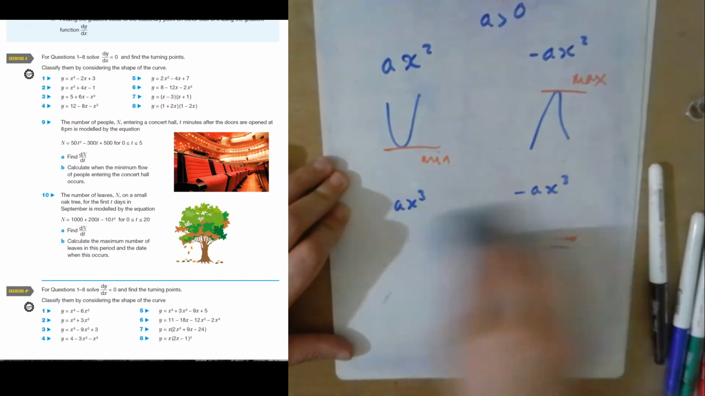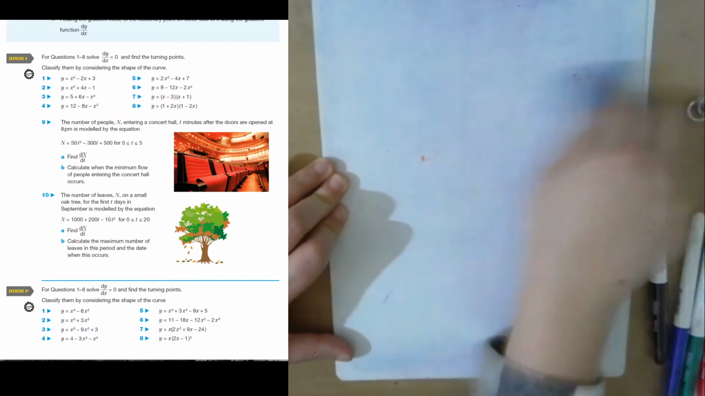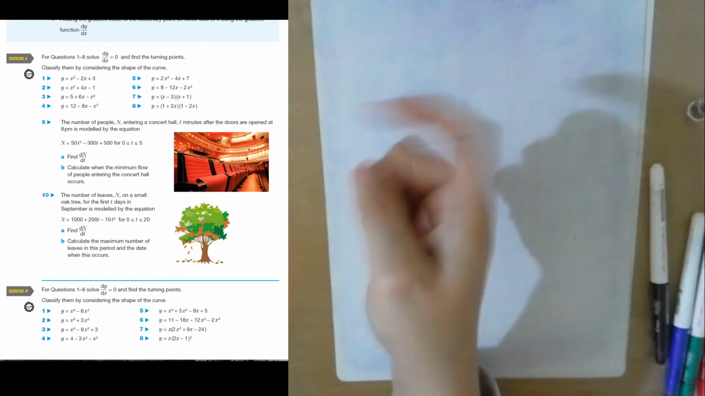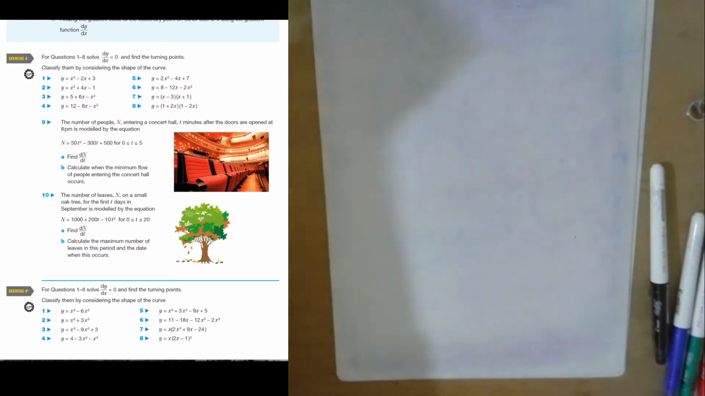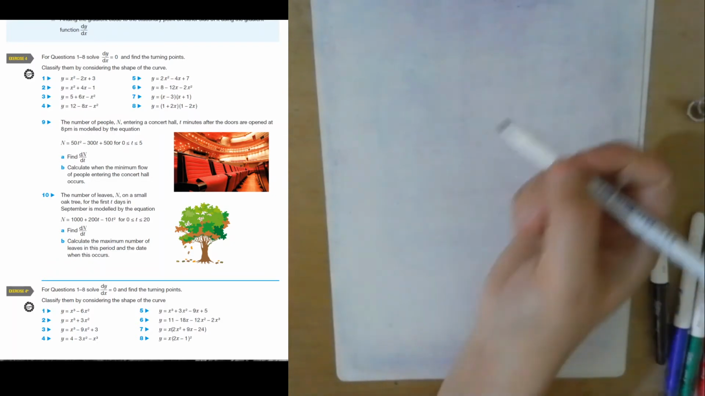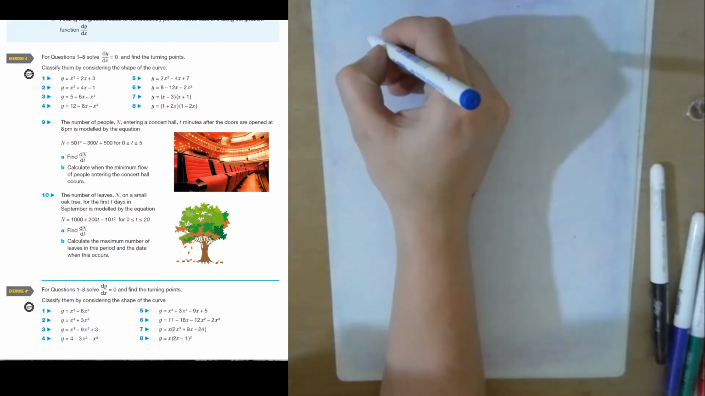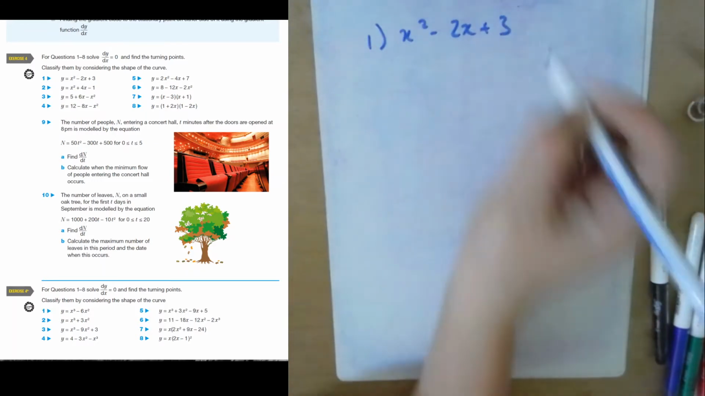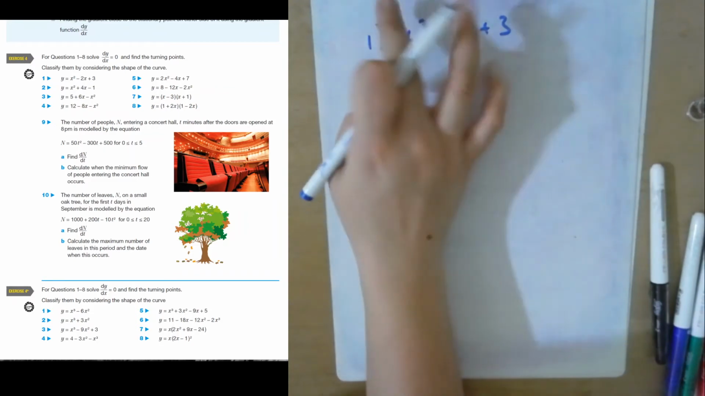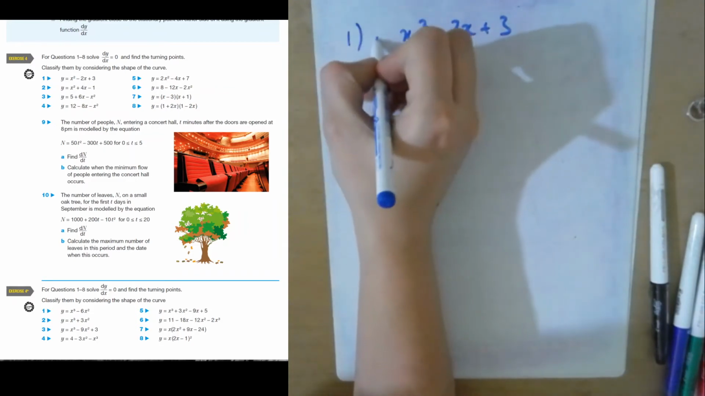So, going through some of these questions, you will notice that these questions don't get as complex as what I was talking about. It does say classify them by considering the shape of the curve. So, it's find the turning points. It's not too complicated. So if I just do, say, question 1, y equals x squared take away 2x plus 3. Okay, so that's my y equals.